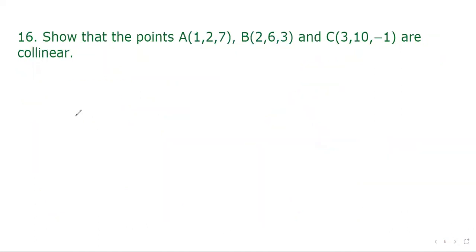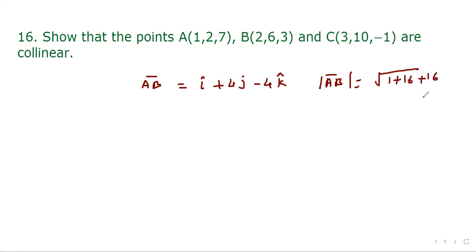Now let's go to question number 16. Show that the points are collinear. So here we find the AB vector. AB vector will be the difference of the coefficients. So 2 minus 1, that is i cap, plus 6 minus 2, 4 j cap, plus 3 minus 7, minus 4 k cap. And now we find modulus AB. So that will be root of 1 plus 16 plus 16, that is root 33.